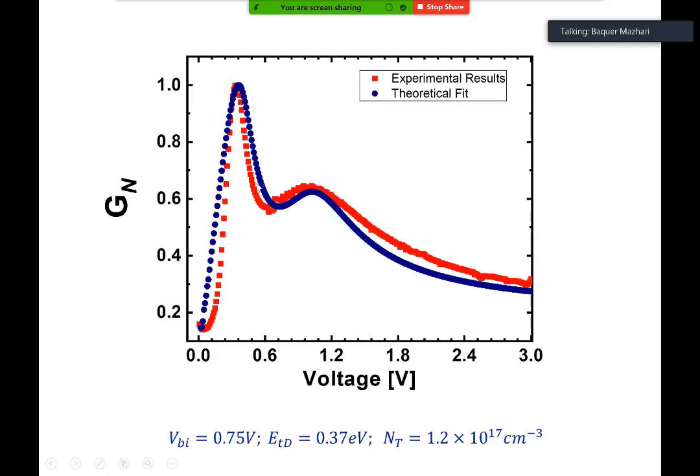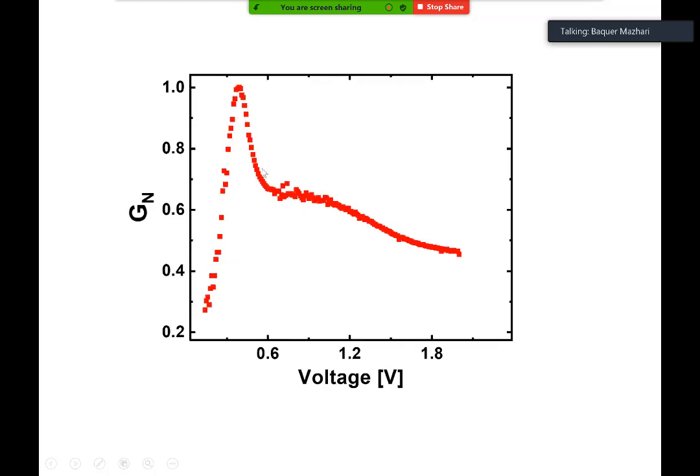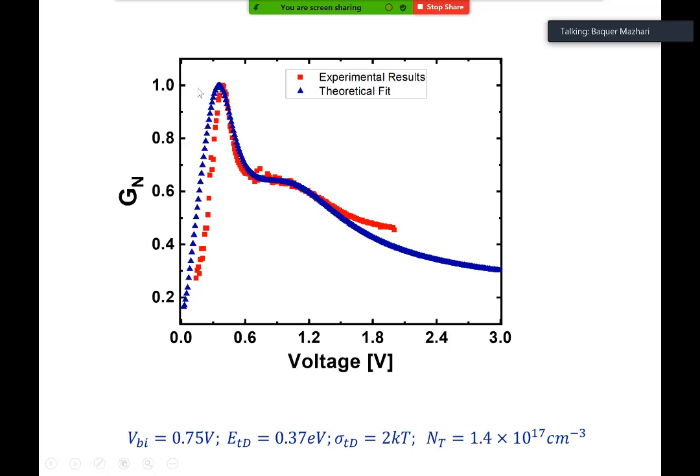And we could match it with a single trap. The blue is the simulation-based graph here. We could match it with a trap located at a depth of 0.37 eV and with a concentration of 1.2 times 10 power 17. Let me show you another characteristic where one could see that there's a distortion, but the effect of the trap is not that prominent here. So in this case, our guess was that perhaps we have a Gaussian kind of distribution. And this is our initial fit of the characteristics with a Gaussian distribution of traps at 0.37 eV with a sigma of 2 kT here.